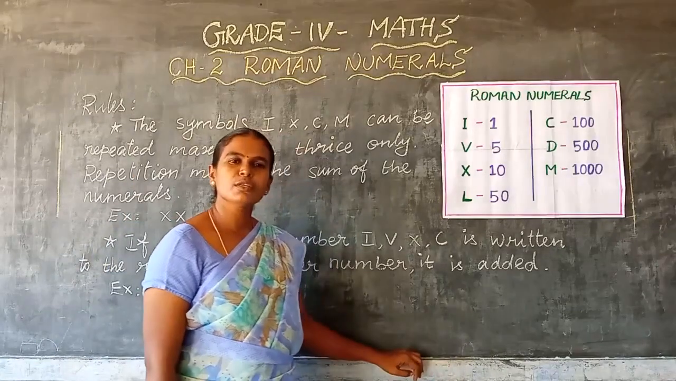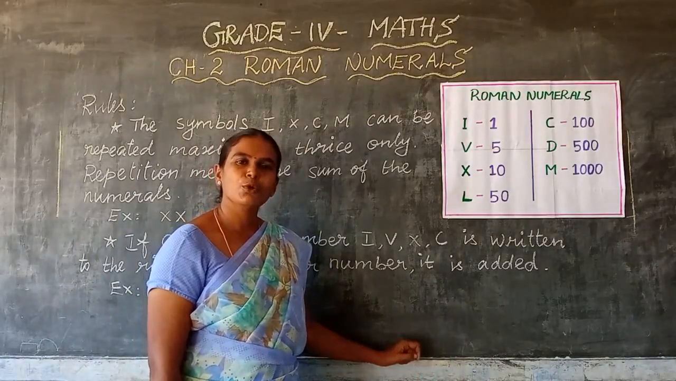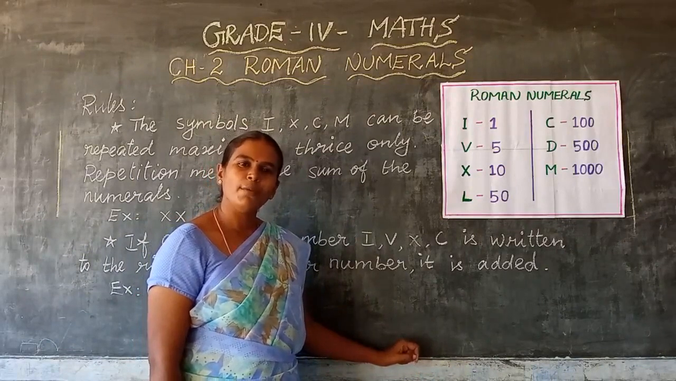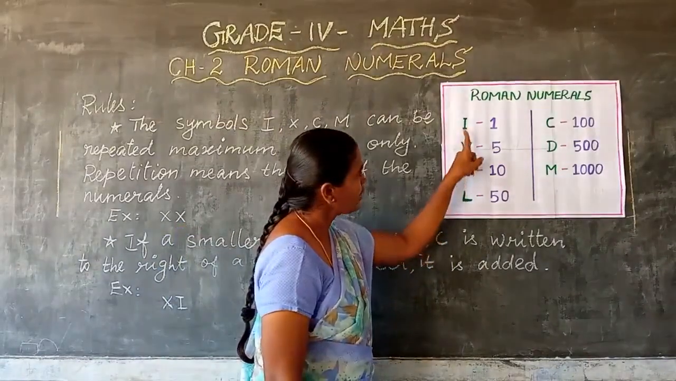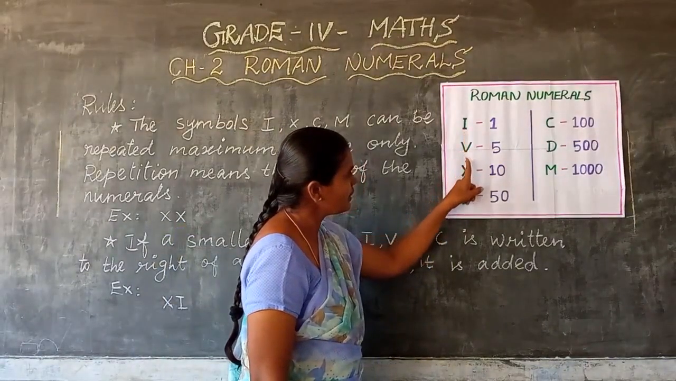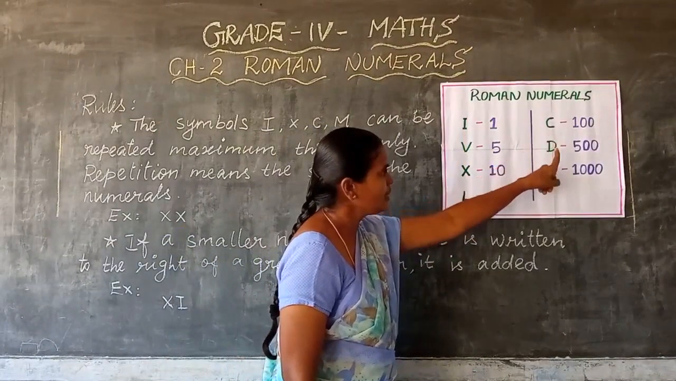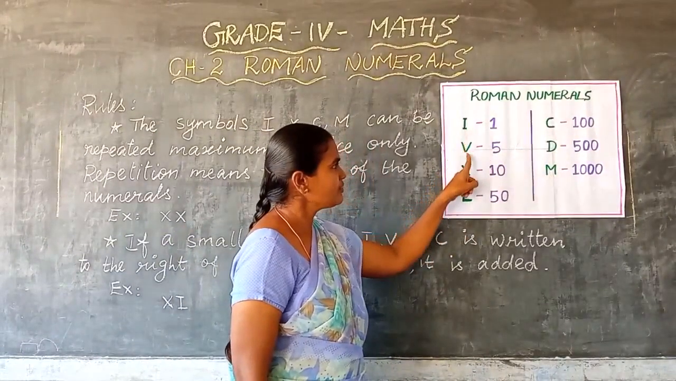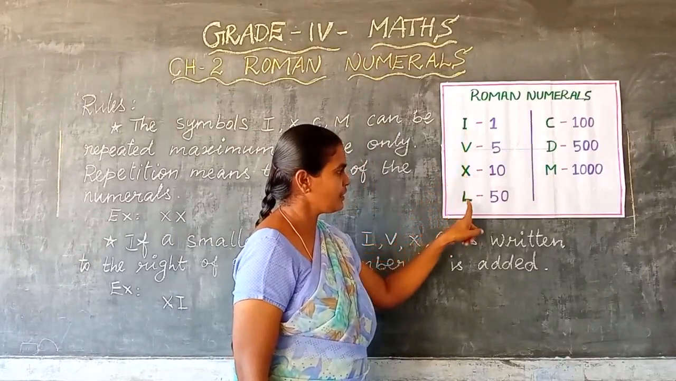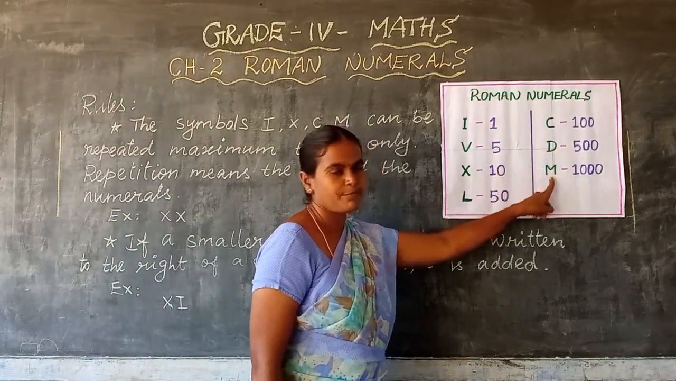The Roman numerals are formed by using only 7 symbols. What are they? I, V, X, L, C, D, M.